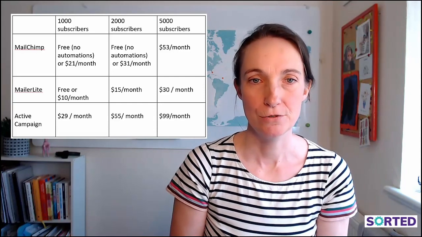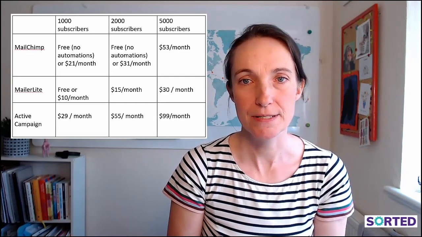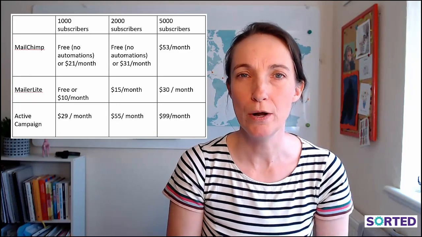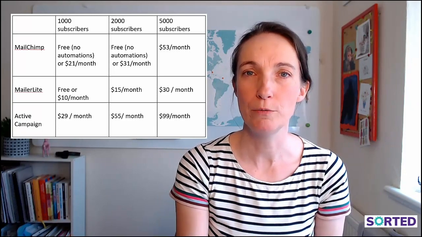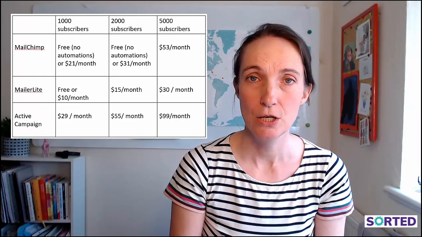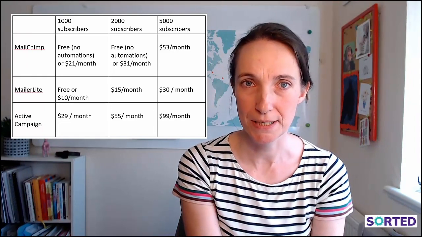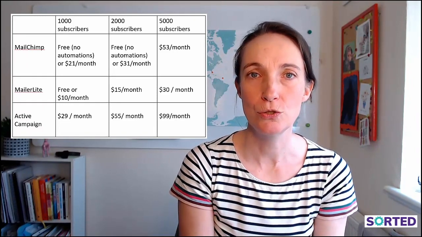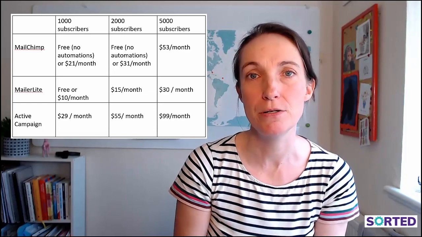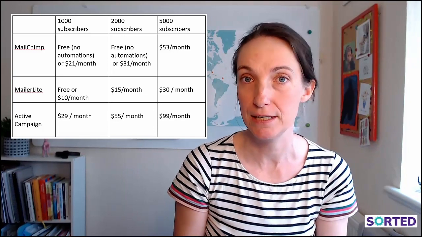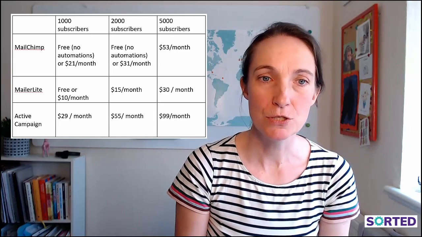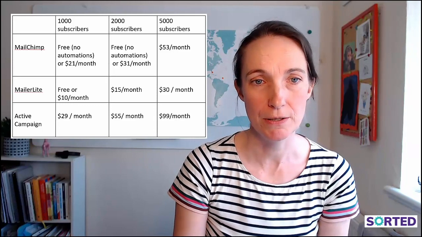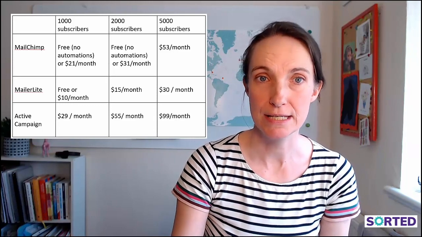So MailChimp for 1,000 subscribers has 2 options. You can either be on their free account, which only gives you one audience and it doesn't give you any of the automated email features. You can send one email automatically when someone signs up for your one list, but you cannot use that free version to send them a nurture sequence of several emails so they can get to know you better. Alternatively, with 1,000 subscribers on MailChimp for $21 a month, you can have 3 audiences and you can have some automations.